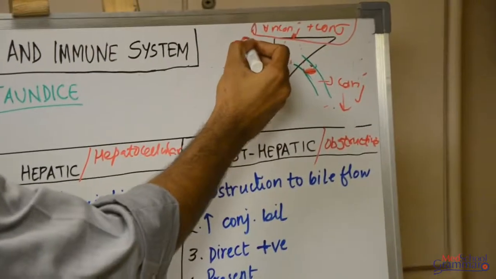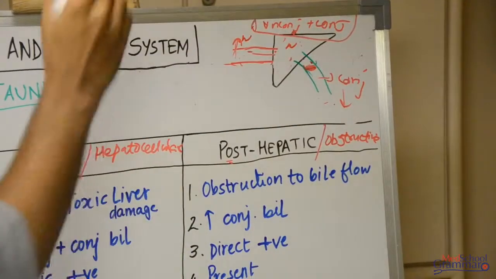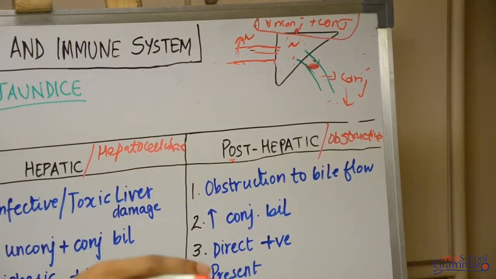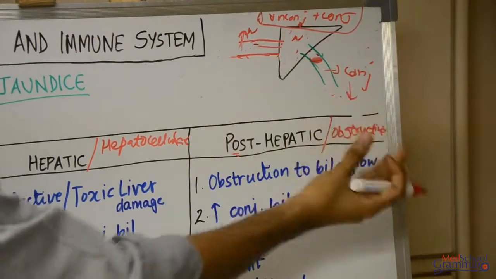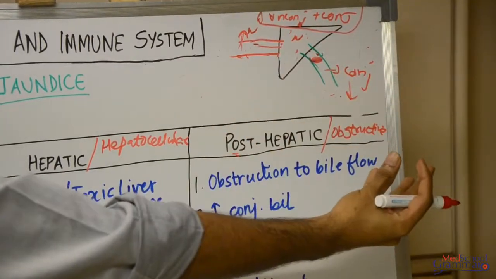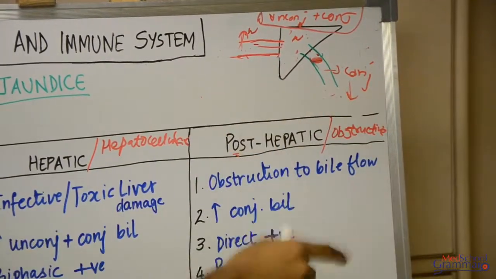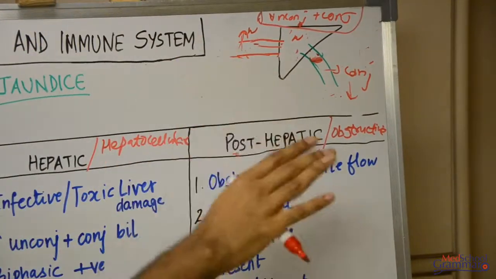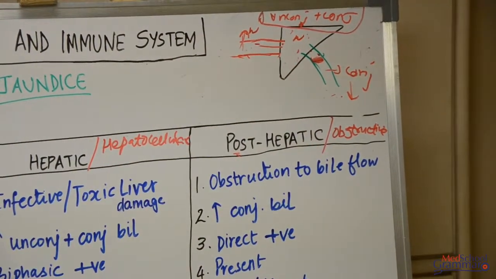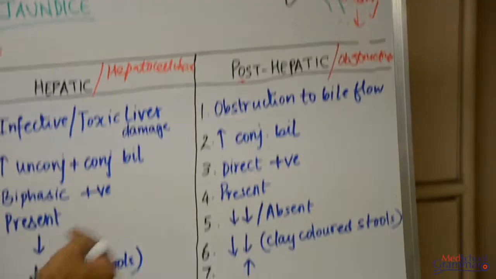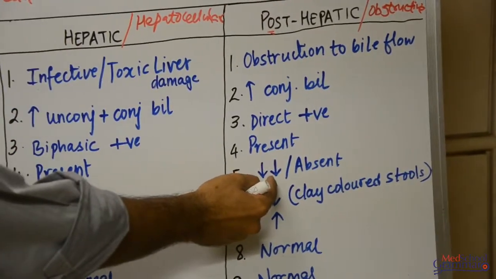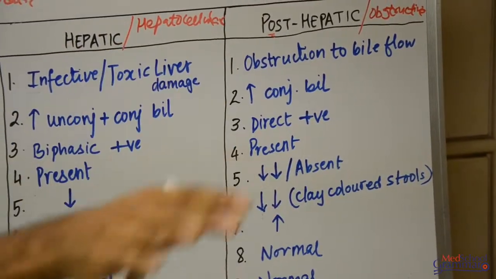Now the input is normal, the machinery is normal, but the output has been blocked. So do you think enough or adequate amount of bilirubin will reach the intestines? No. Therefore, the amount of urobilinogen formed will also reduce. Right? So therefore, we say the amount of urobilinogen is reduced to a great extent or even absent.